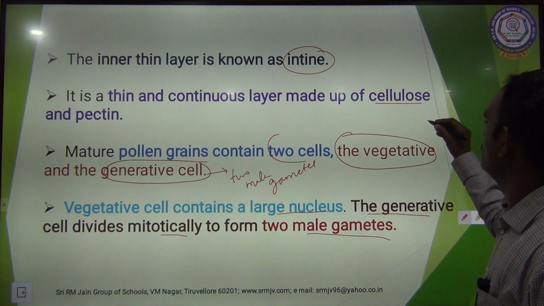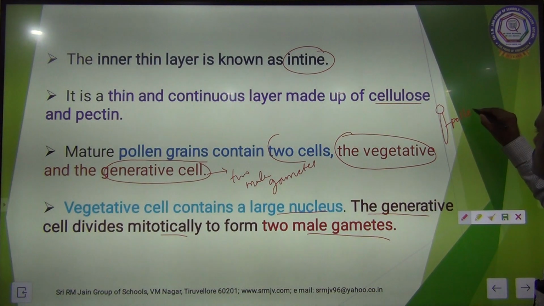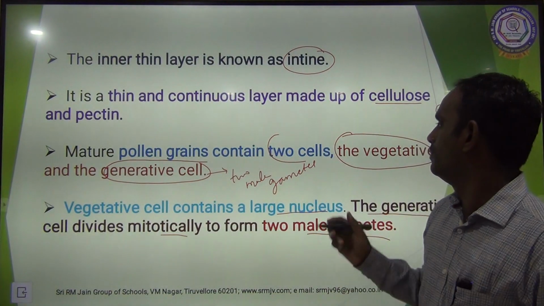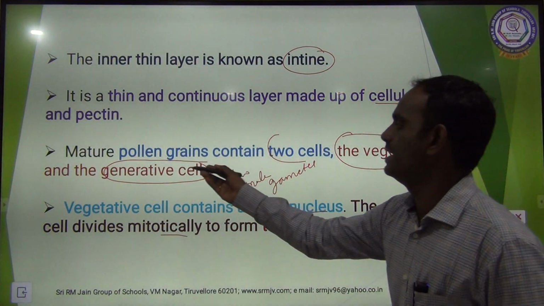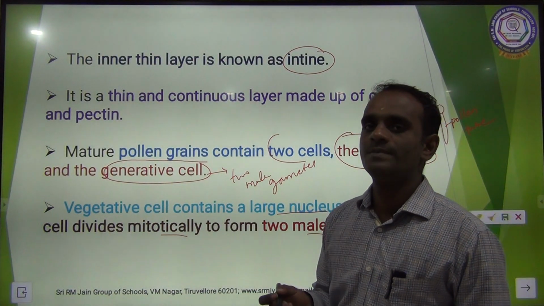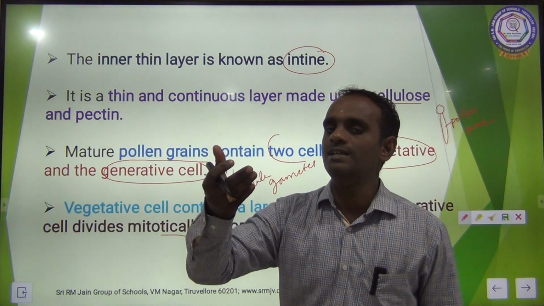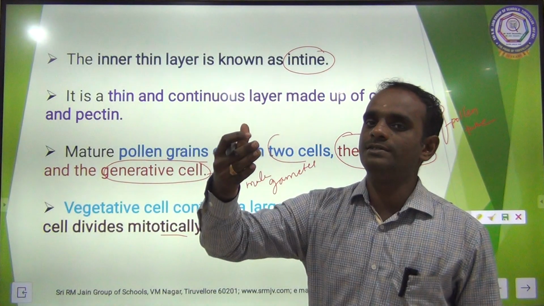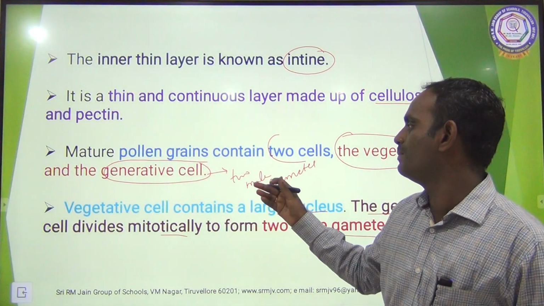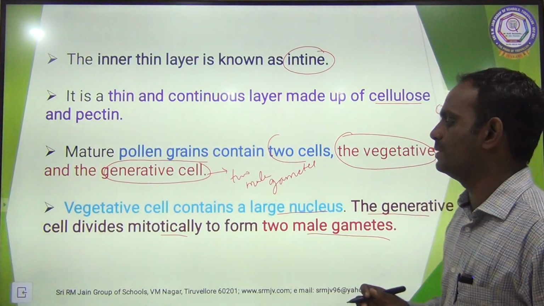So the vegetative cell produces the pollen tube. The pollen tube formation is mainly due to the vegetative cell and the generative cell produces two male gametes. Is it clear, children? The pollen grain consists of two different types of cell. One is vegetative cell, another one is generative cell. Vegetative cell gives rise to the pollen tube and generative cell produces two male gametes. It is very essential. This cell divides into two to form two male gametes.